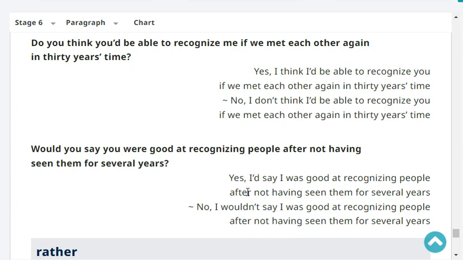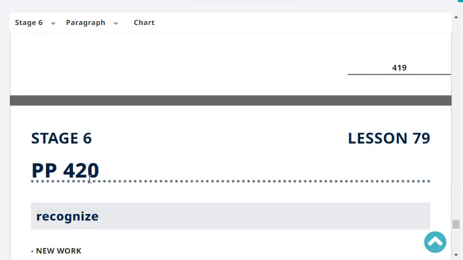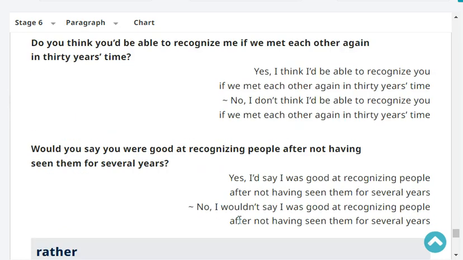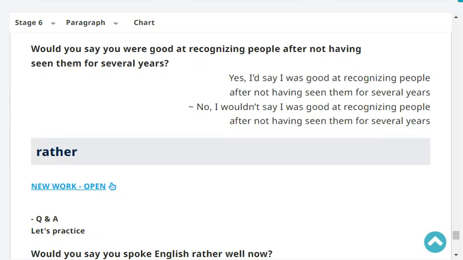Okay, next. Would you say you were good at recognizing people after not having seen them for several years? Yes or no? No, I wouldn't say that I was that good at recognizing people after not having seen them for several years. Very good.